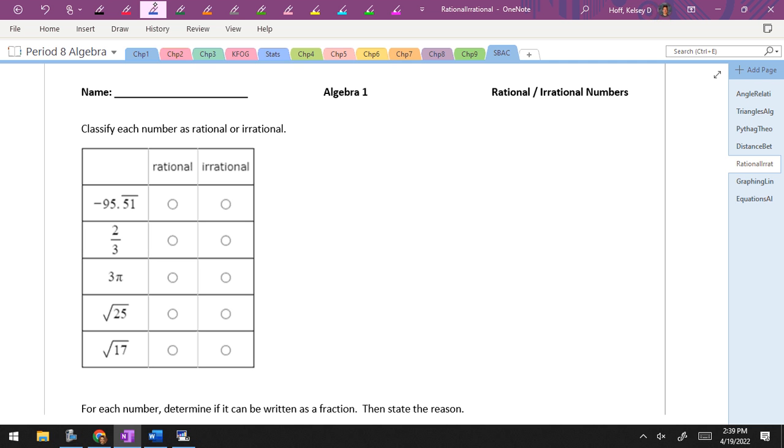-95.51 with a line above it. Rational. What type of decimal is that? Repeating. 2/3. Rational. It's a fraction. 3 pi. Irrational. Anything with pi is irrational. The square root of 25. Rational. The square root of 17. Irrational. Very good.